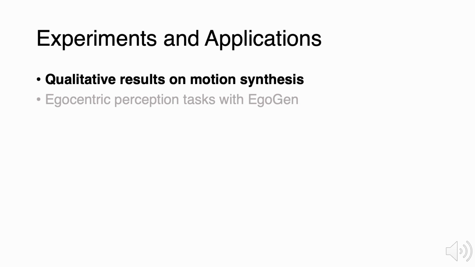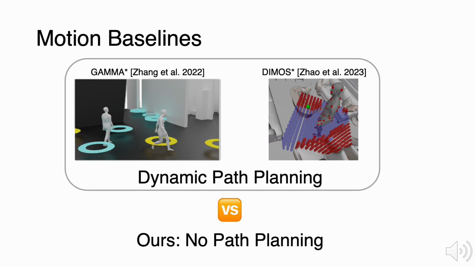First, we present qualitative results comparing our motion synthesis with baselines. We compare the generalizability and motion quality of our motion model with two recent works, GAMMA and DIMOS, which synthesize human motions in static scenes through path planning. For a fair comparison, we improve their models with dynamic path planning. In contrast, our model does not require path planning at all.